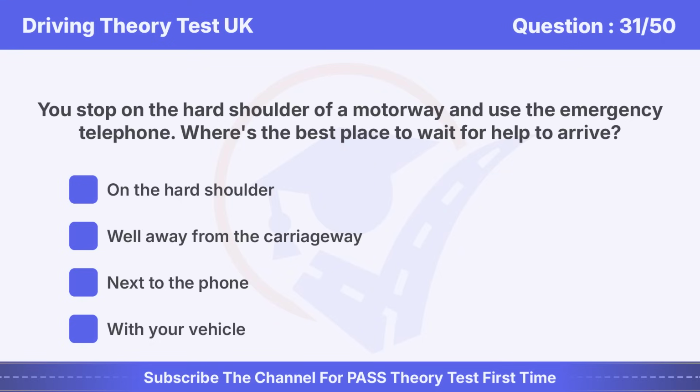Question 31. You stop on the hard shoulder of a motorway and use the emergency telephone. Where's the best place to wait for help to arrive? Option A. On the hard shoulder. B. Well away from the carriageway. C. Next to the phone. D. With your vehicle. Answer is B. Well away from the carriageway.